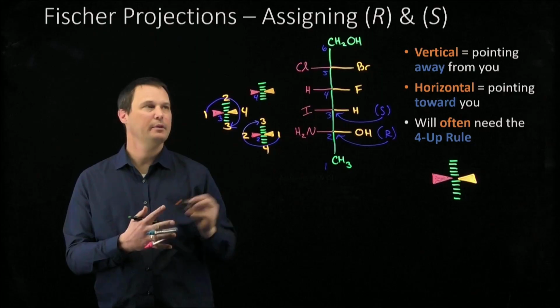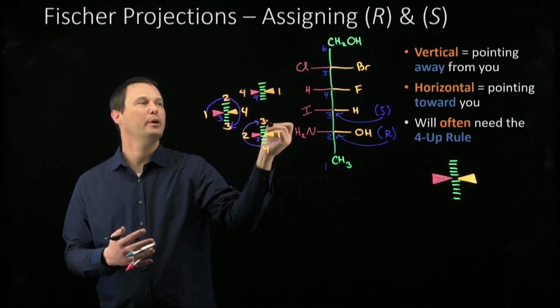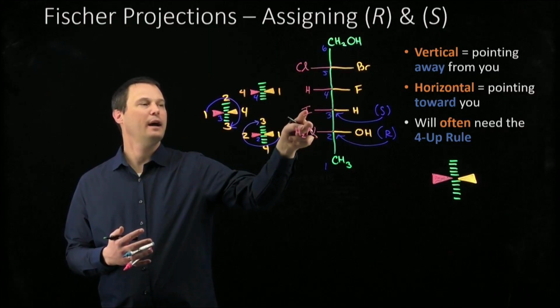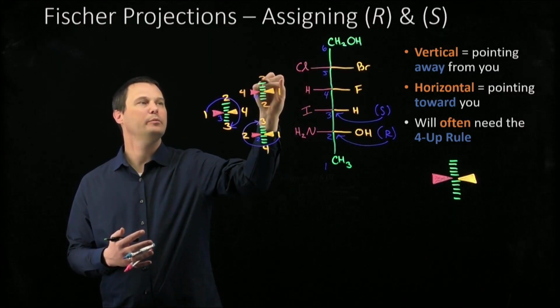Fluorine has the highest atomic number. It will be priority number 1. Hydrogen has the lowest atomic number. It will be priority number 4. The carbon chain with the iodine group will be higher priority number 2. And the carbon chain with the bromine group will be priority number 3.